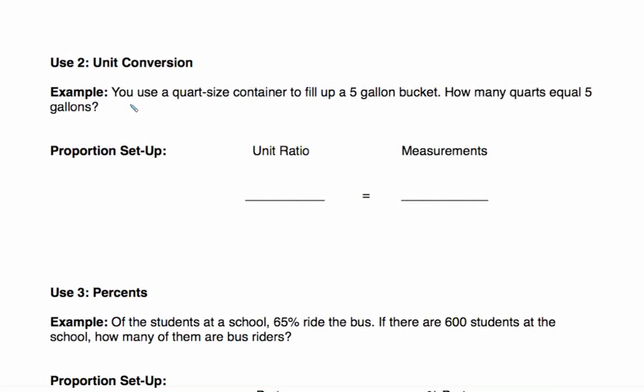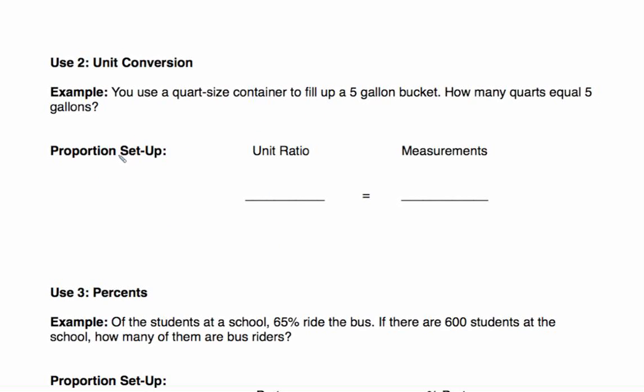Here's the example. Use a quart-sized container to fill up a 5-gallon bucket. How many quarts equals 5 gallons? Well, on a proportion setup for unit conversions, and there's other ways to do unit conversions, we're going to go over the proportion way to do it. We need to figure out the unit ratio. Now again, oftentimes this will be written as something equals something else, even though we're going to write it as a ratio, something over something else.